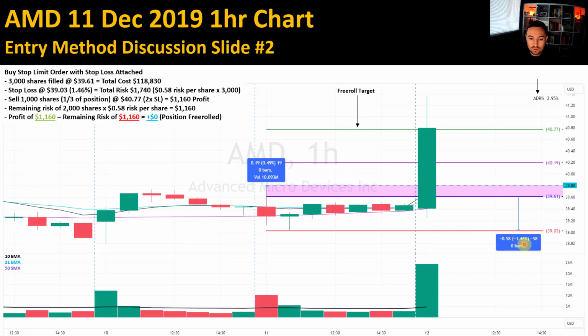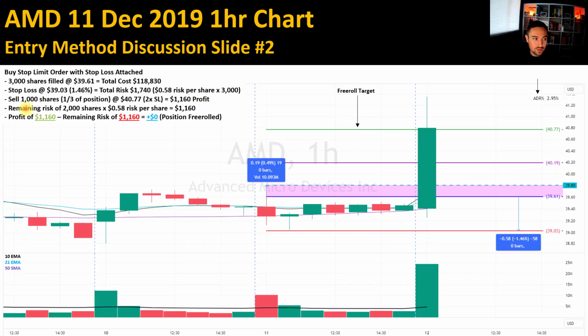So that is 1.46% in terms of the stop loss. The total risk on the trade is going to be 58 cents. So you can see here, 58 cents, because we're buying here at 39.61 and our stop loss is here at 39.03. So that's going to be 58 cents, which is 1.46%. So our total risk on the trade is $1,700 basically: 58 cents times 3,000 shares.